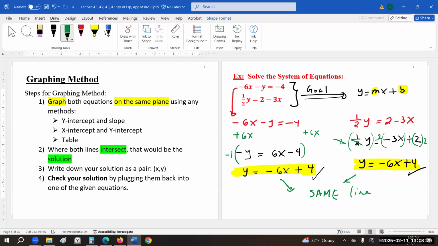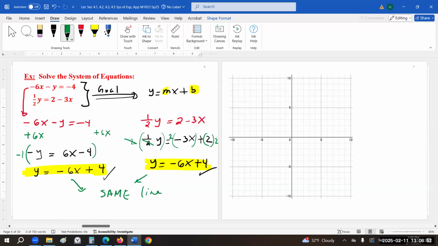It's not parallel. Parallel lines will have different slope. I mean, not different slope. Sorry, my bad. Parallel lines have the same slope, different y-intercept. But see, they have the same slope, same y-intercept, so they are the same line. So just draw one line and then you will see what is happening. Both of them have slope negative 6 and y-intercept 4.